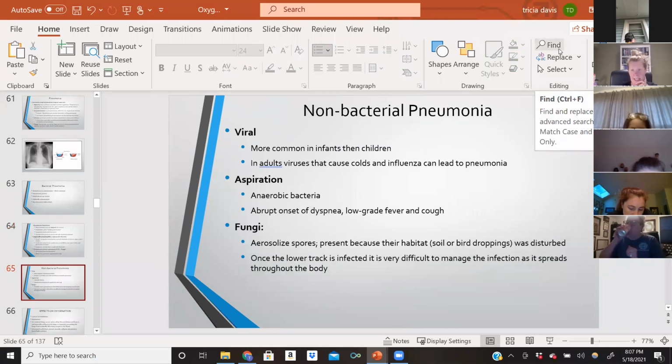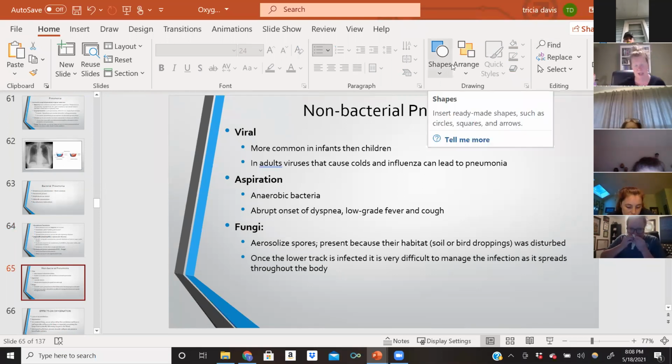Your non-bacterial pneumonia, these are going to be viral. So these are more common in infants and children. In adults, viruses that cause colds and influenza can lead to pneumonia. Then we have aspiration pneumonia. So this can be anaerobic bacteria. It's going to be an abrupt onset of dyspnea. The patient can have a low-grade fever and a cough.